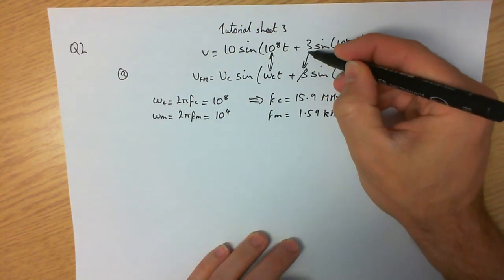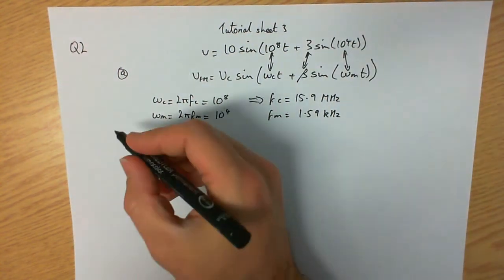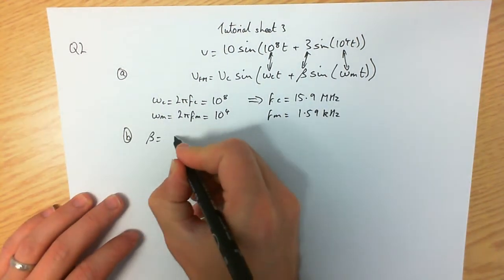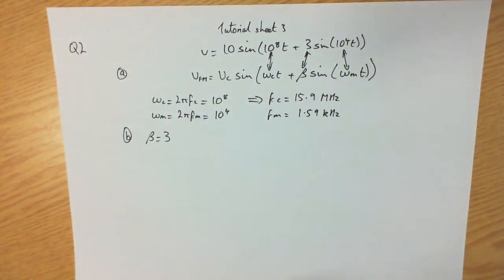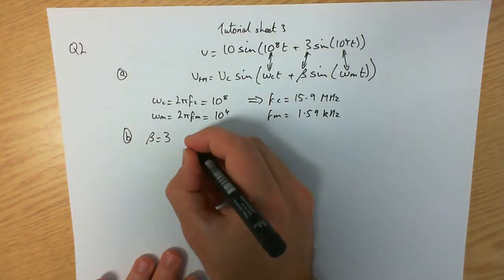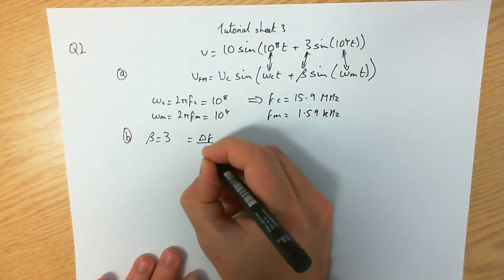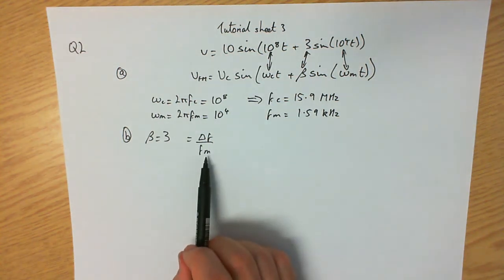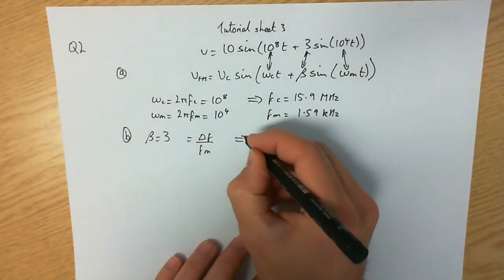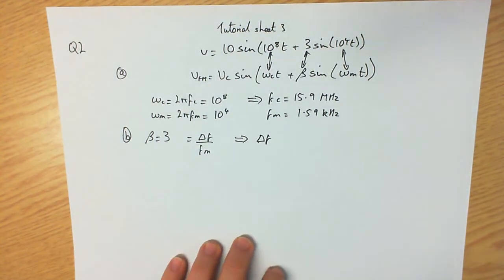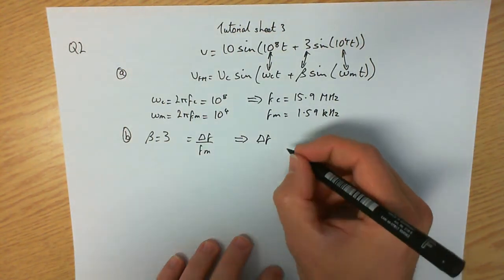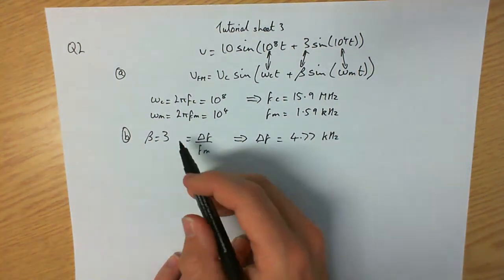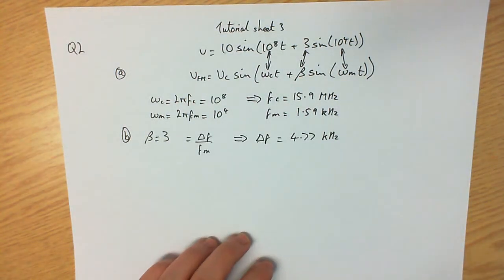Well, just looking at the equation, the modulation index can be inferred from this. So the modulation index beta is equal to 3, simply from the equation. And we know that that has got to be equal to delta f over fm. We know what fm is now from here. Hence, delta f, our frequency deviation, is equal to 4.77 kilohertz by rearranging that equation.